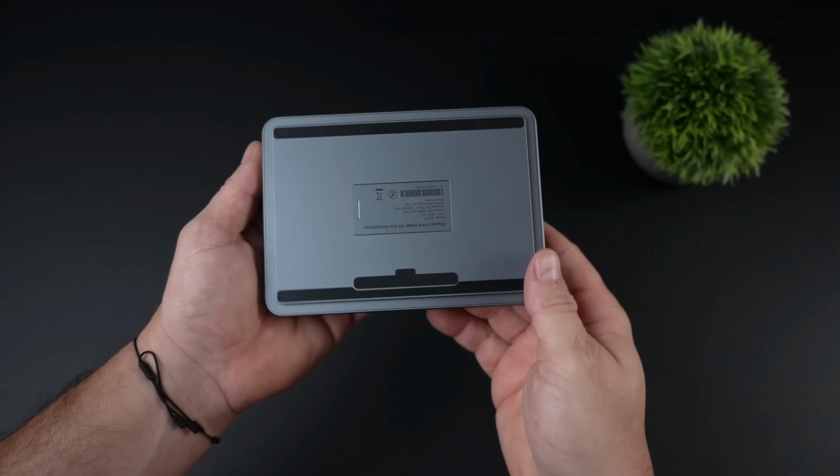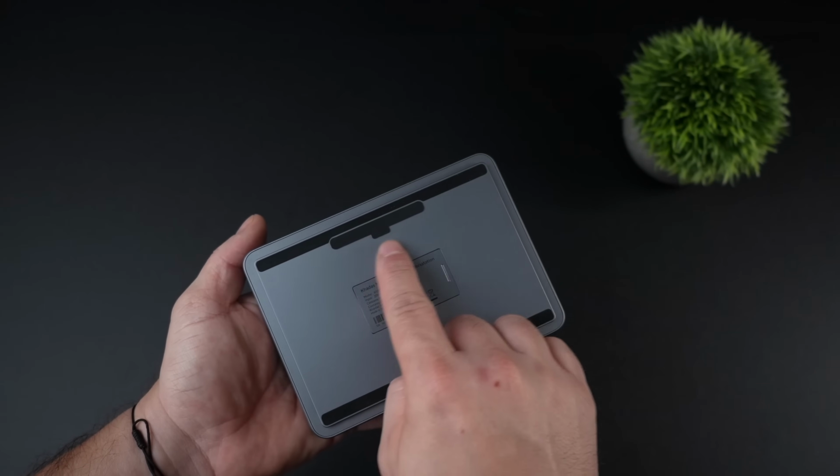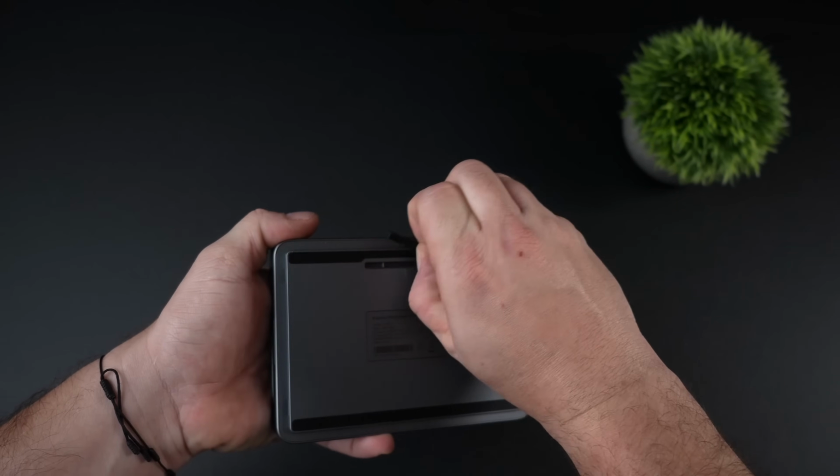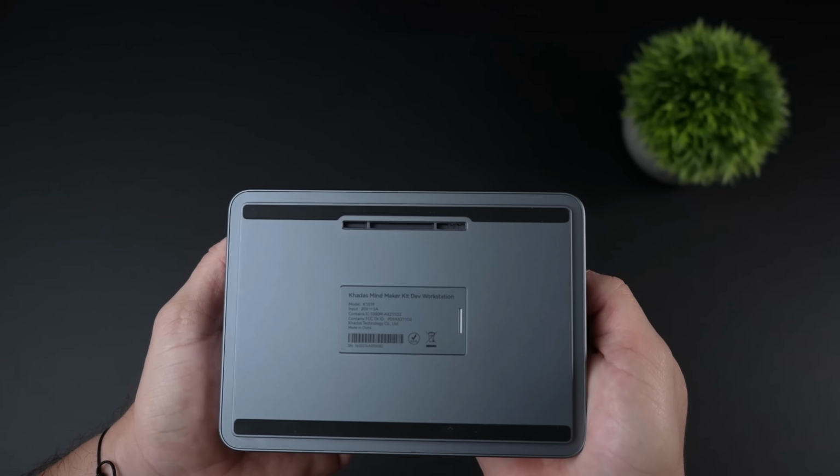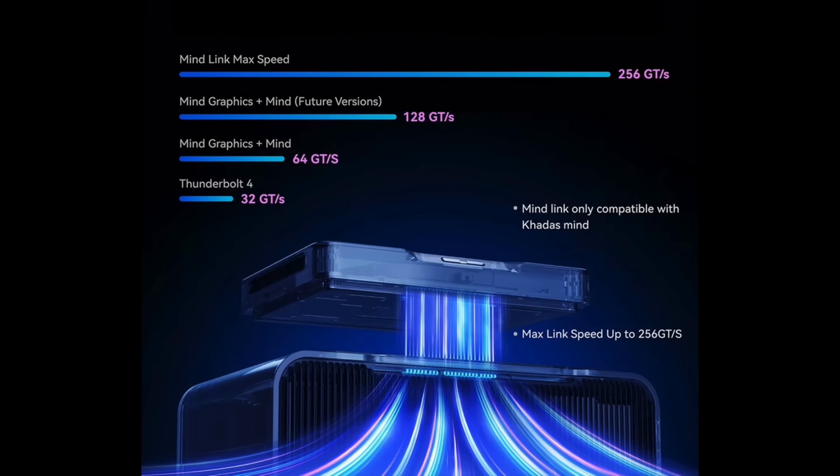Now, we looked at the I/O on the rear, but we've got something special here with the Mine. The whole ecosystem is pretty interesting because right under this rubber plug here, we've got the Mine Link. Basically, what this is going to allow us to do is connect different modules that Khadas offers over on their website. And when it comes to the Mine Link max speed, it's 256 gigatransfers per second, as opposed to USB 4 or Thunderbolt 4's 32 gigatransfers per second. It's basically a PCIe X8 5.0 slot.